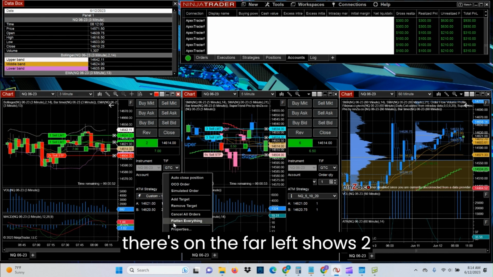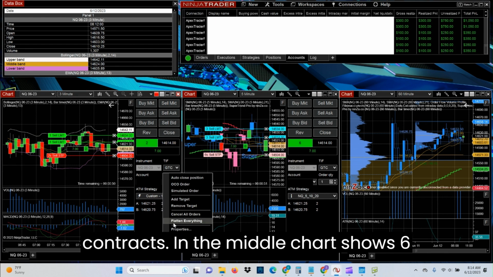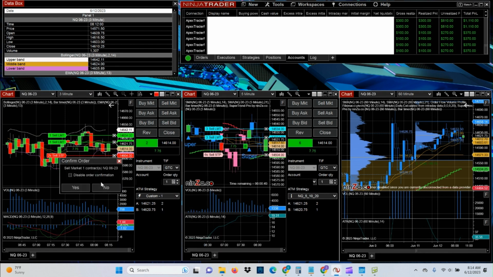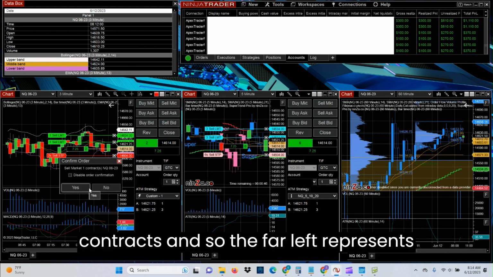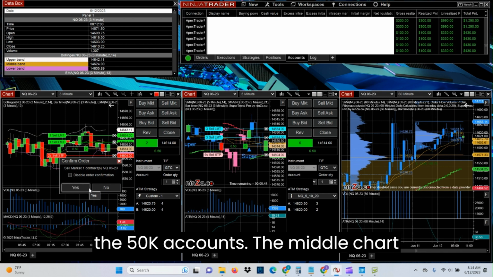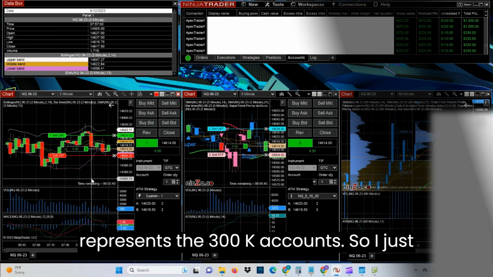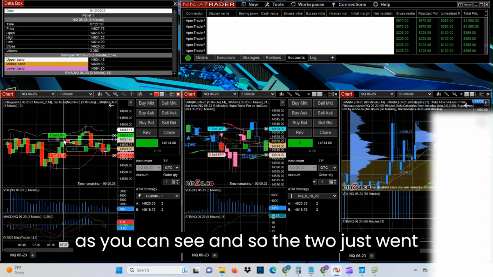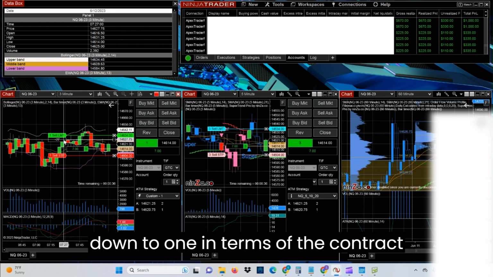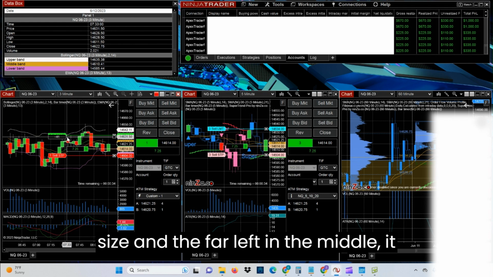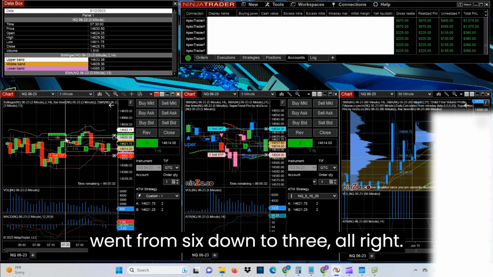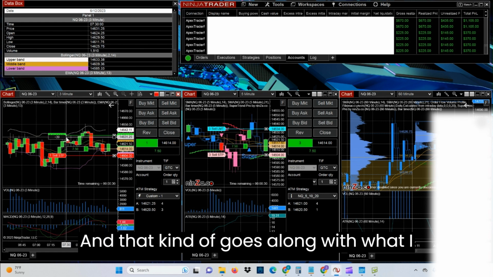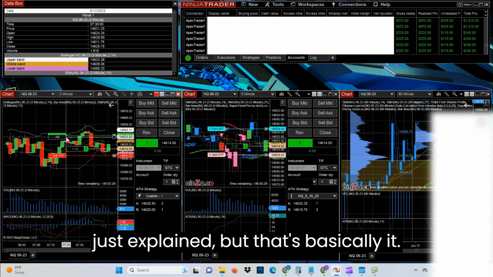But you can see on the far left, it shows 2 contracts. In the middle chart, it shows 6 contracts. And so the far left represents the 50K accounts. The middle chart represents the 300K accounts. So I just closed one of the contracts, as you can see. And so the 2 just went down to 1 in terms of the contract size in the far left. In the middle, it went from 6 down to 3. All right. And that kind of goes along with what I just explained.